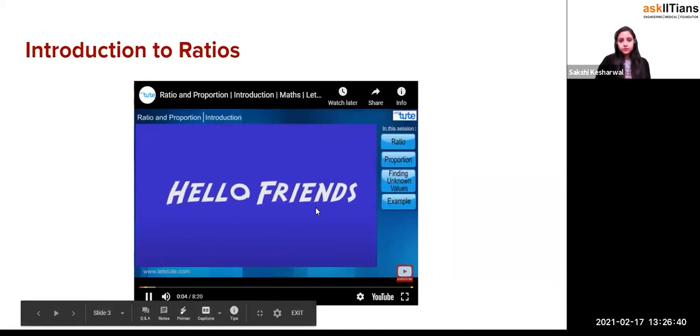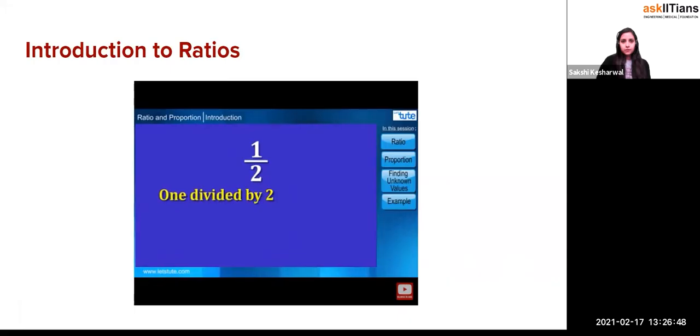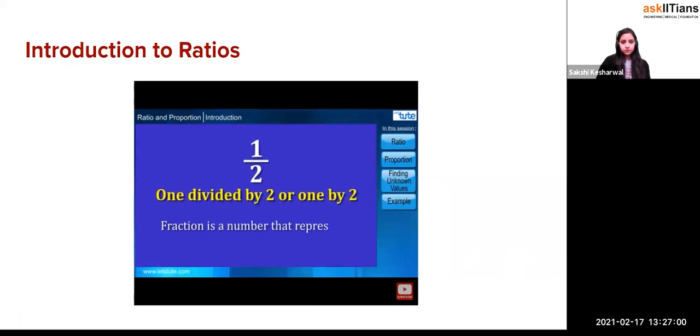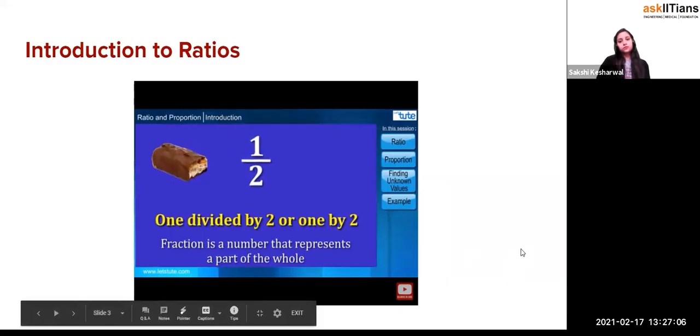Let's have a fun and interesting session today. Now, what can you say about this number? You will read it as 1 divided by 2 or 1 by 2. Few of you must have also said that it's a fraction. So, what exactly is a fraction? Fraction is a number that represents a part of the whole. Like half of one chocolate or half of an apple, right?